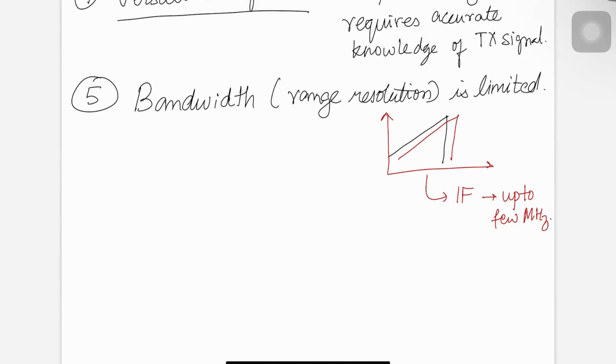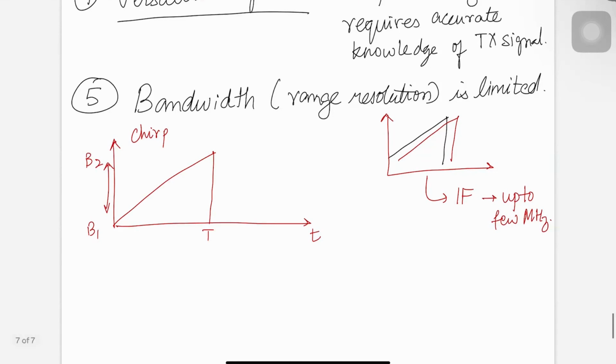But in this case, you have to actually sample the received signal at the received signal's frequency itself. So for example, if I'm using a chirp signal for a pulse radar, and the chirp has a bandwidth from B1 to B2.